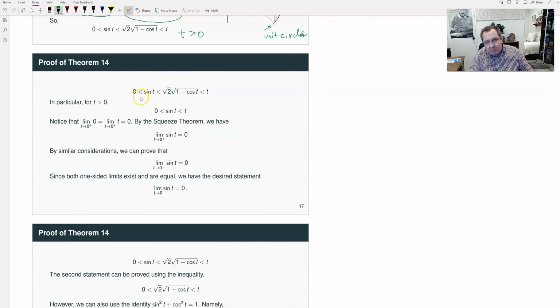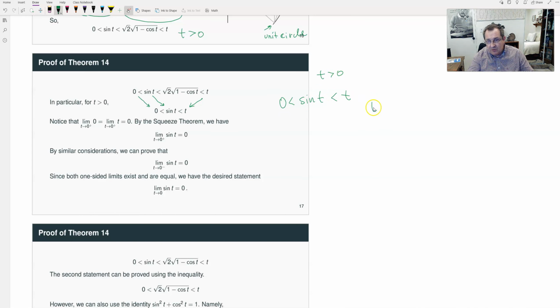Let us consider a portion of the inequality. We'll carry over 0. We'll carry over sine t. We will skip the third part and we will jump straight to the fourth. So we'll have a simpler inequality. Let's take a look at this inequality. So sine t is strictly greater than 0 and t is strictly greater than sine t. And this is true for t greater than 0.